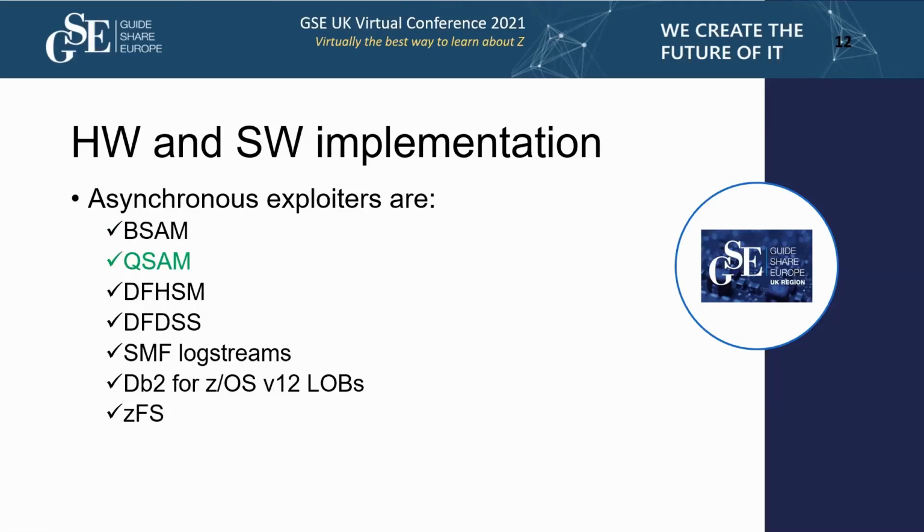For what concerns asynchronous compression and decompression requests, the exploiters are the usual ones. In this list, you can see we have access methods, products, and z/OS functions. Also in this case, we highlighted in green one of them, CUSAM, because one of the customer cases that we will see later will refer to this kind of exploitation.